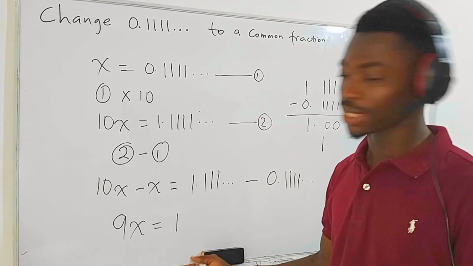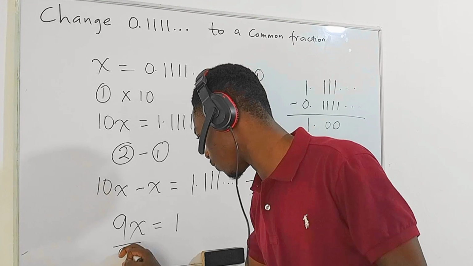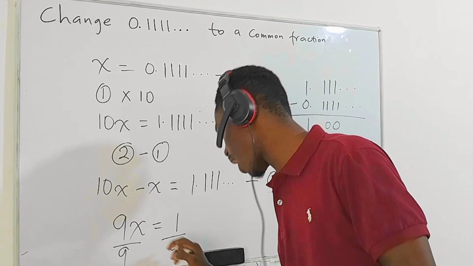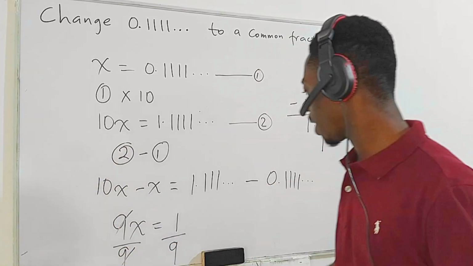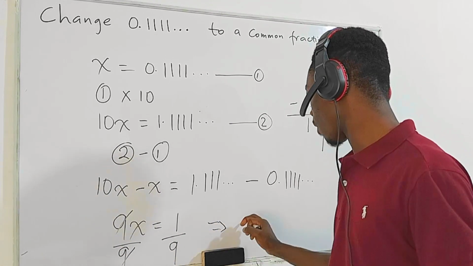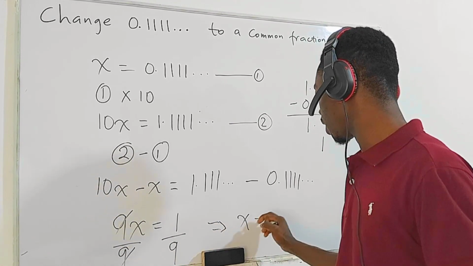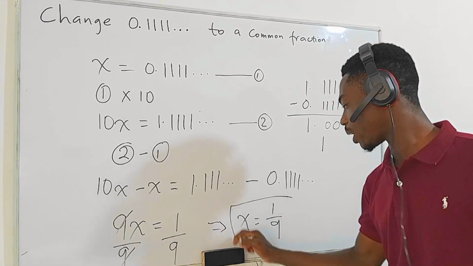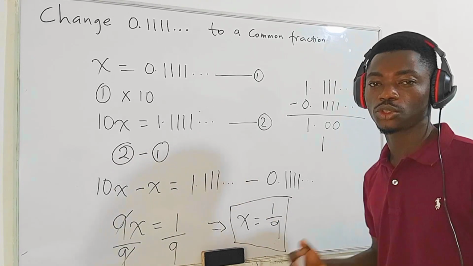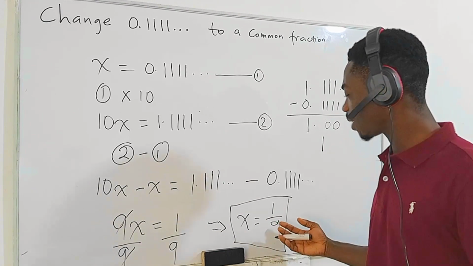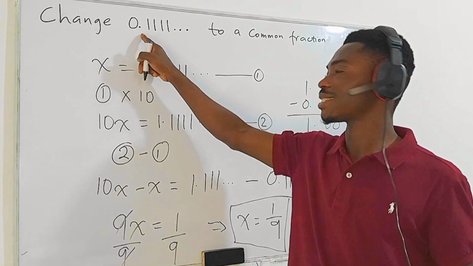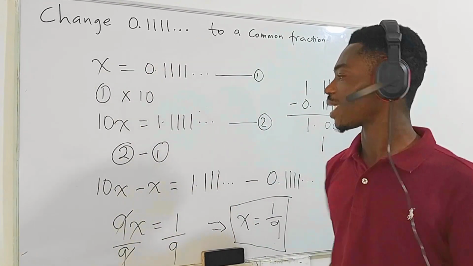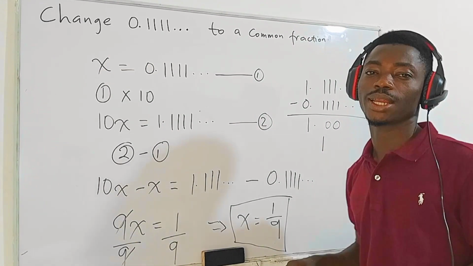We are looking for x, so we will just divide each side of the equation by 9 so that this goes. And finally, we are going to have our fraction, which is x is now 1 over 9. And we are done. And the truth is that if you use a calculator for this, you'll still be getting this back. So that is pretty much it. Let's look at the second example.